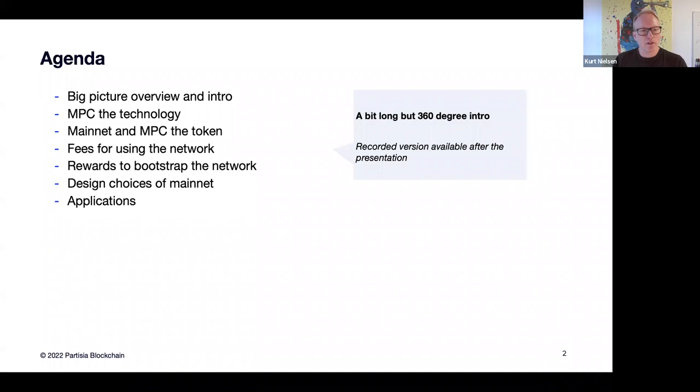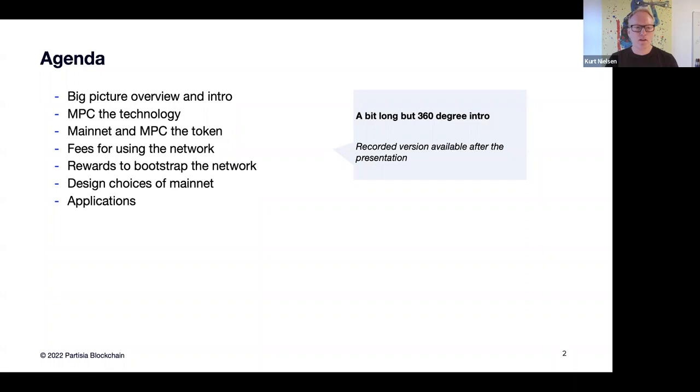And I'll sum up all of this by looking at the basic design choices that we made for the network. Then, based on that knowledge about the mainnet, we can talk about the applications. What kind of new types of application can you do with this kind of a network? So it's really like a 360 degree introduction to the network.